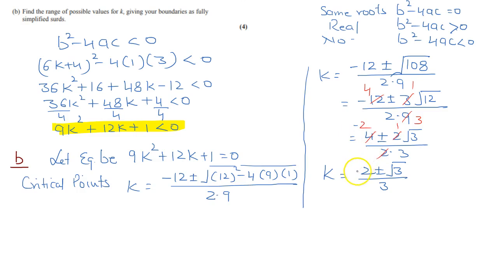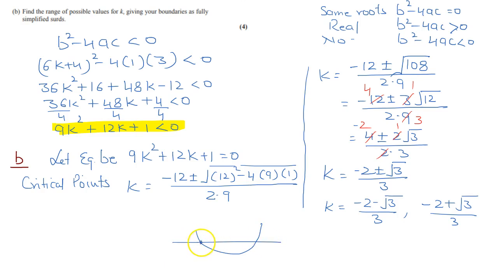This was also negative. So k will be minus 2 minus root 3 over 3 and minus 2 plus root 3 over 3. Now the graph of this equation is this. This value is minus 2 minus root 3 over 3 and this value is minus 2 plus root 3 over 3. This side is positive, a higher value.